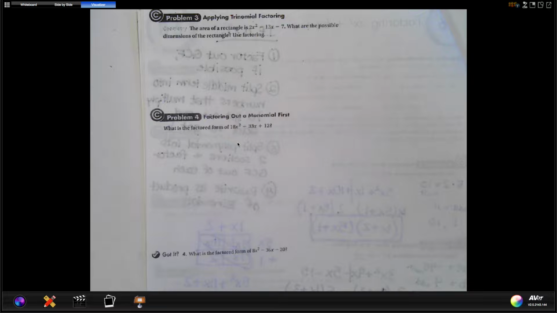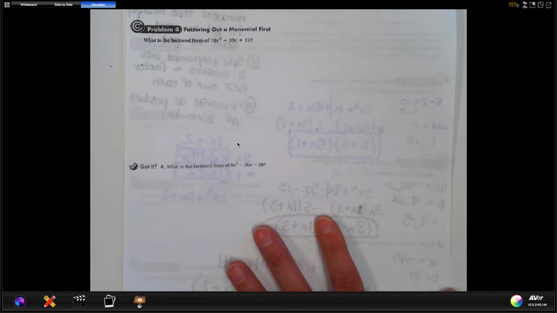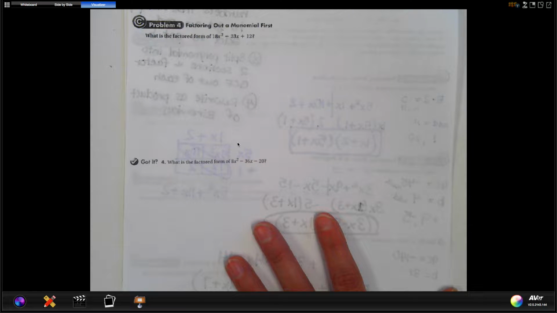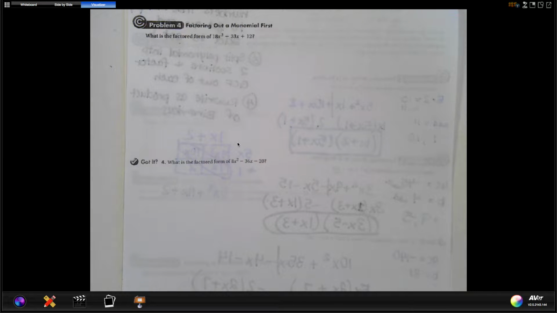Now, and again, for the sake of the video, we're going to skip number 3 for today. We'll go back to that. But we are going to go to number 4, which is on the back side of the 8-6 notes. Okay, so number 4 says, what is the factored form of 18x squared minus 33x plus 12?